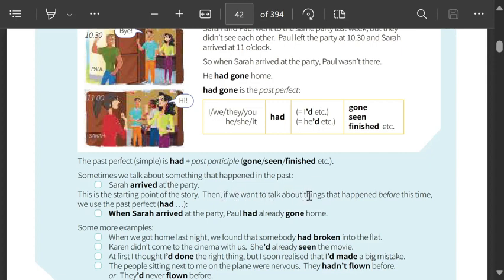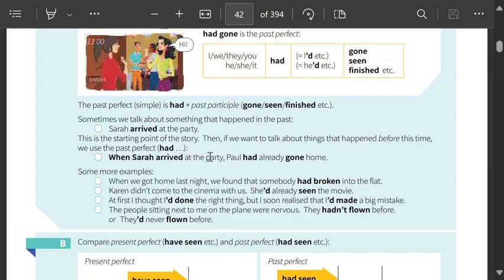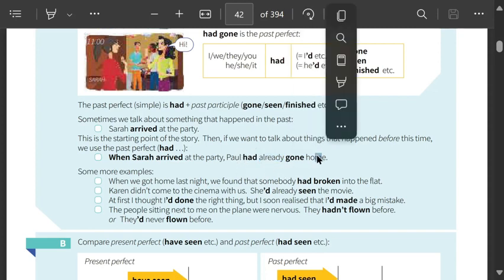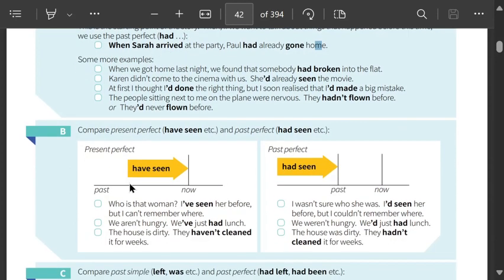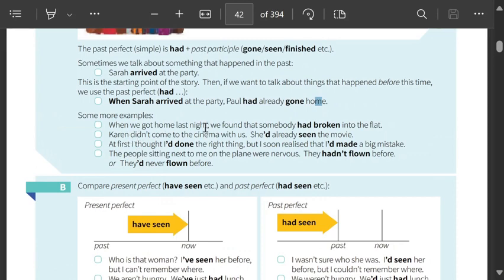If we want to talk about things that happened before this time, then you need to use the past perfect. So when Sarah arrived at the party, Paul had gone. You see, had gone home. You often see already. Do you understand? Okay, so it happens before she arrived. Some more examples. When we got home last night, look, this is past. When we got home.